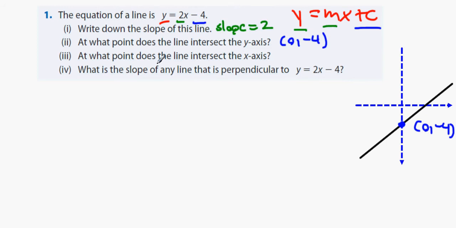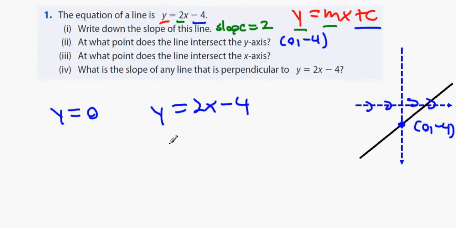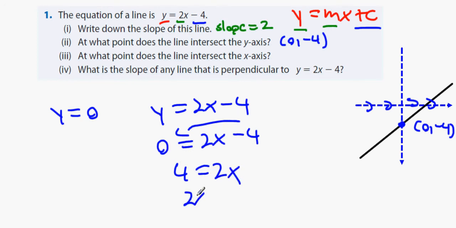At what point does the line intersect the x-axis? Every point on the x-axis has something in common. This is that y equals 0. So if we write down the formula y equals 2x minus 4, we can replace y with 0 and we get 2x minus 4 equals 0. Bring over the minus 4: 4 equals 2x, 2x is equal to 4, x equals 2. So this is the point 2, 0.